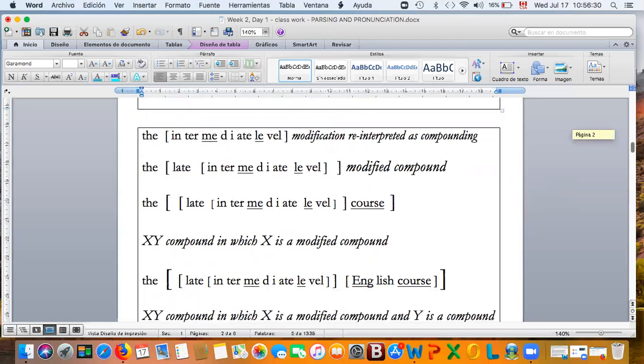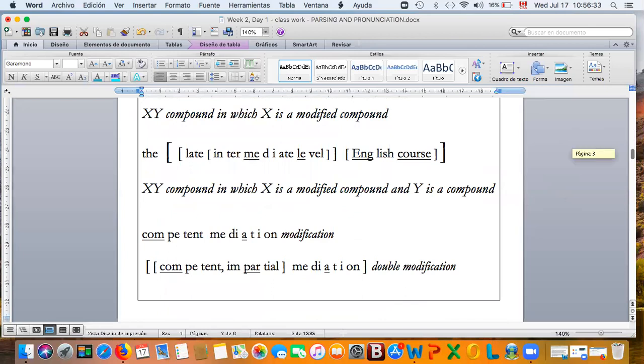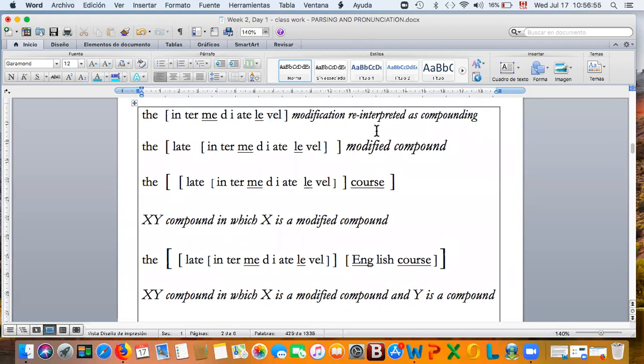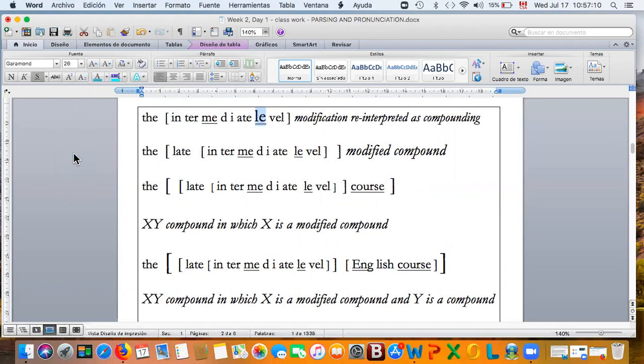Let's look at another interesting example. All right, well, this is easy, or it looks easy enough. We have an adjective and a noun. Well, this could be one of two things. We could interpret this as a modification structure. We could pronounce it as the intermediate level. That simply means we're talking about the level which is intermediate.